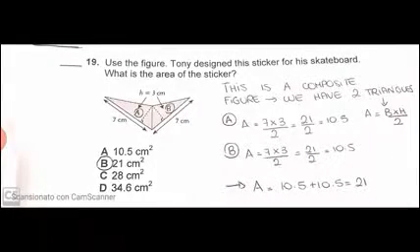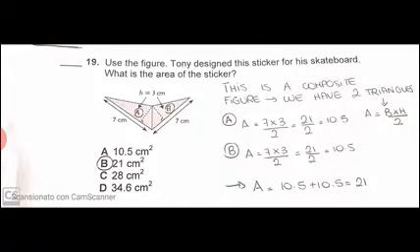Exercise number 19. Use the figure. Tony designed the sticker for his skateboard. What is the area of the sticker? Here, this is a composite figure. We have two triangles. I called them A and B. The area of triangle A is base times height over 2. So we make 7 times 3 over 2. 7 times 3 is equal to 21. 21 over 2 is 10.5.